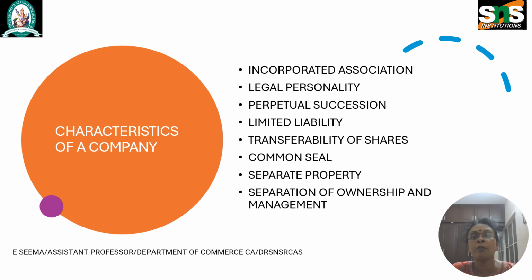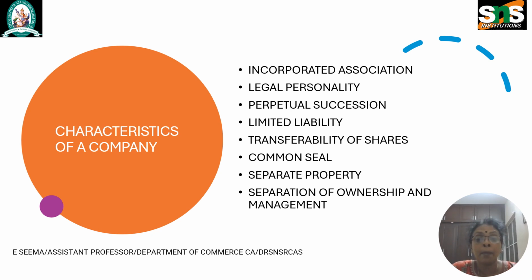That is, a company can file suit against third parties for enforcing its rights. Similarly, a third party can file suit against the company for breach of any legal duties binding on it. Next one is separation of ownership and management. That is, unlike proprietary concerns, there is a separation of ownership and management in the case of a company. The shareholders are the owners of the company, but the management is vested with the board of directors. The board of directors, who are the representatives of the shareholders, manage the day-to-day affairs of the company.